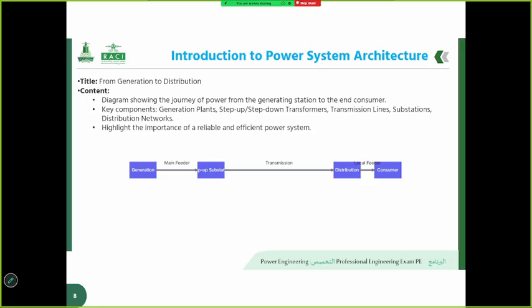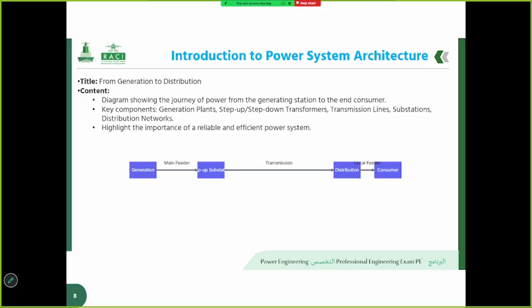From there, the power undergoes a critical transformation at a step-up substation. The voltage is significantly increased, sometimes to hundreds of thousands of volts. This is a crucial step for efficient transmission, as higher voltage reduces current, which in turn minimizes the RI² power losses that occur over long distances.